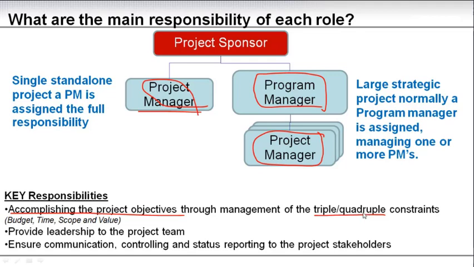Traditional project manager role: provide leadership to the team or the team of track leads. Leadership is very important coming from the project manager, and in this scenario, the program manager, of course, needs to get involved in that. Ensure communication, controlling, and status reporting to the project stakeholders.